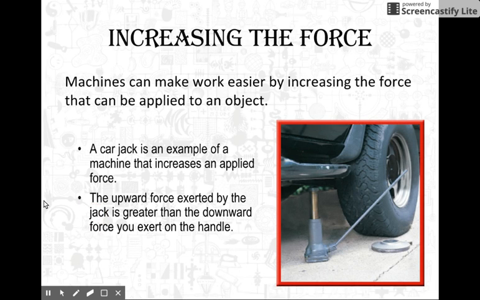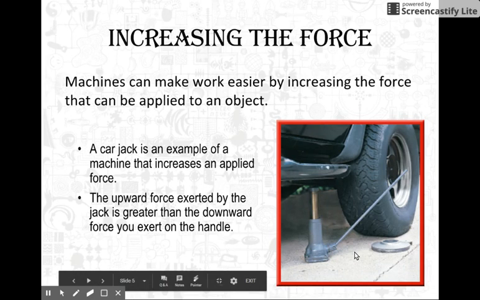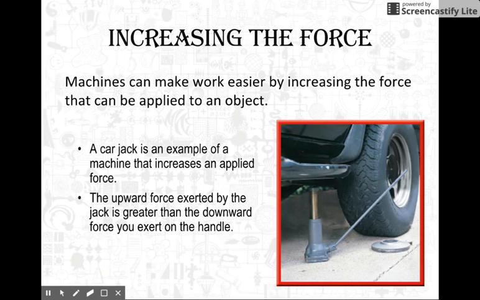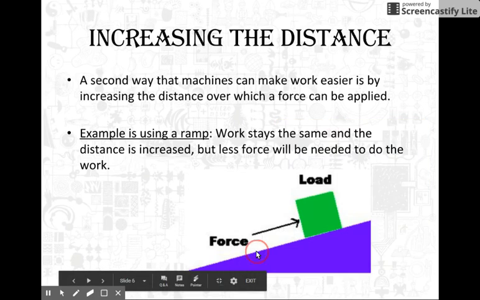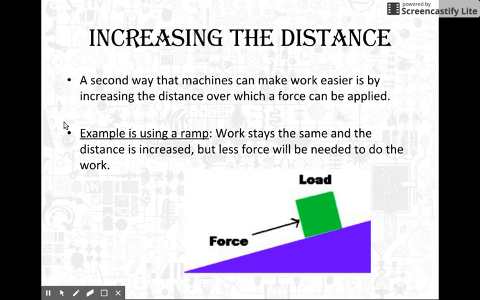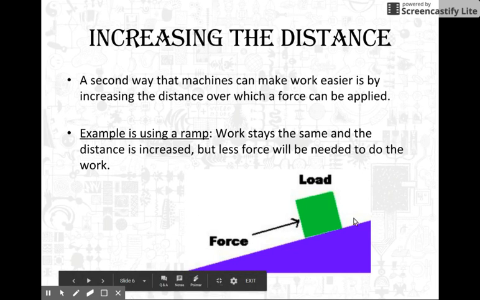Another example of increasing our force would be a car jack. A car jack increases the force we apply. We push down with a small force, but the jack pushes upwards with a greater force. So it multiplies the force we apply. Another one for increasing distance is a ramp. The work stays the same, but we increase the distance. Pushing up a ramp, we require less force, but we have to push it for a longer time period.